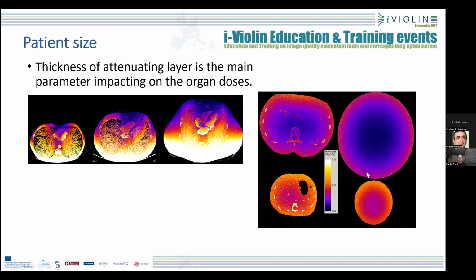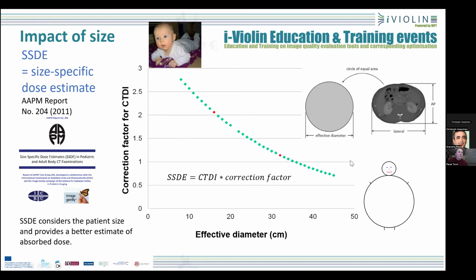On the right side, you can actually see CT images of the phantoms: the body phantom, head phantom, a large patient and a small patient. In this case, the CTDIvol would be exactly the same for all cases. However, you can clearly see that the dose is very different for these different cases. For that purpose, AAPM proposed a new quantity called size-specific dose estimate. This was proposed in 2011, and there they proposed to use an effective diameter and a correction for the CTDI to get this size-specific dose estimate.